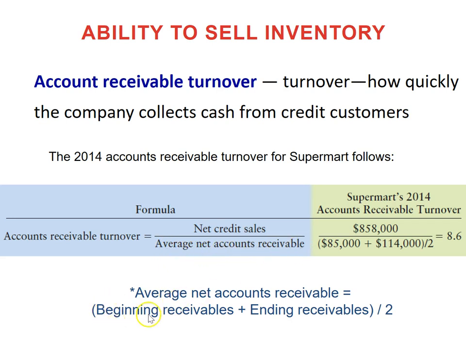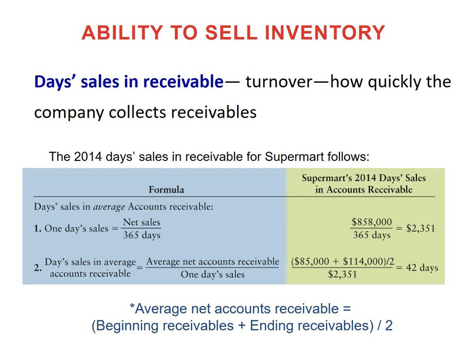That means your beginning receivables plus ending receivables divided by 2, which means your past year's receivables plus current year's receivables divided by 2. This is how you get the average receivables, and the numerator is the current year's credit sales. This is how you find that the accounts receivable turnover is 8.6. Again, the higher the turnover, the better it is for the company.